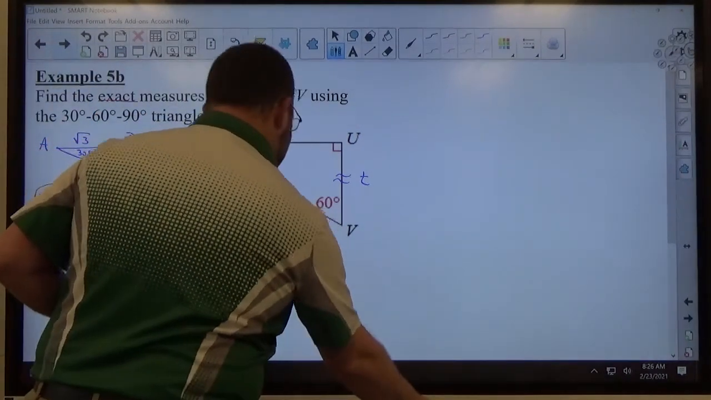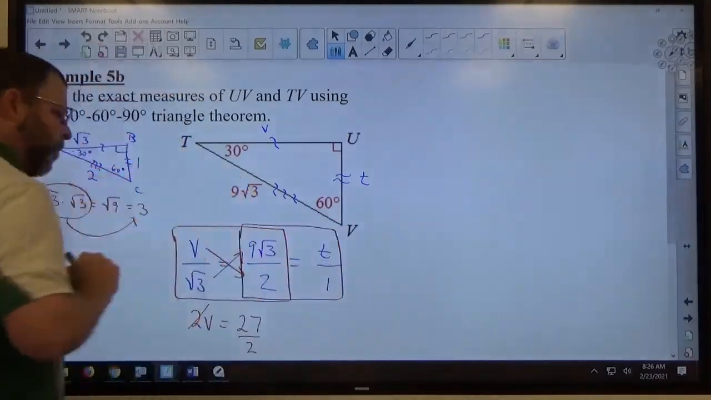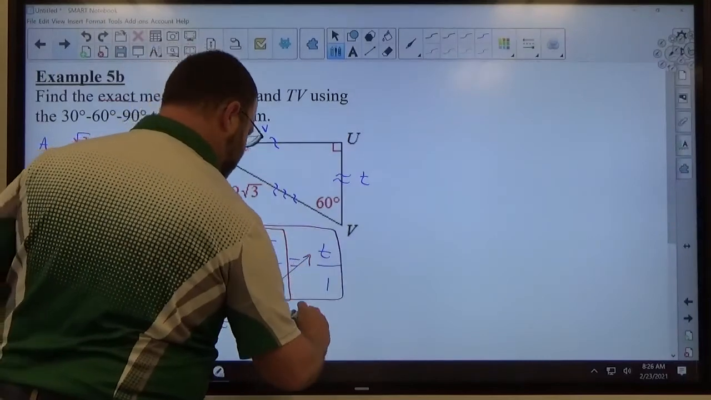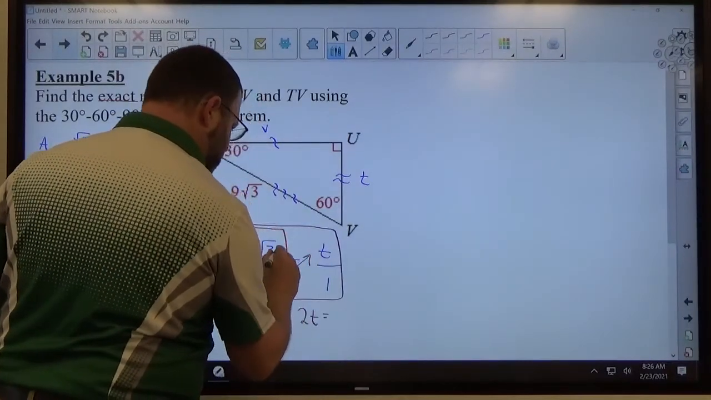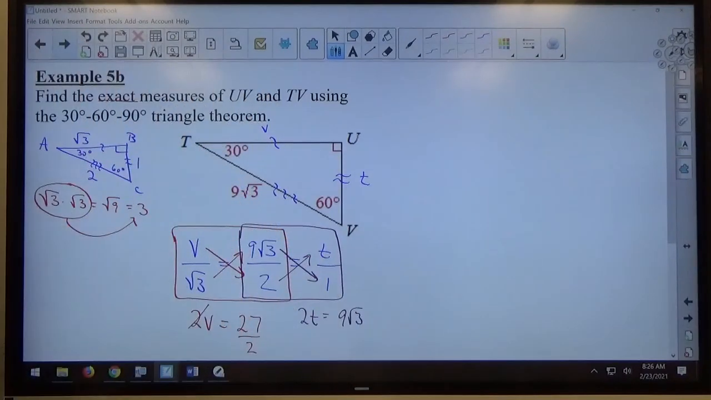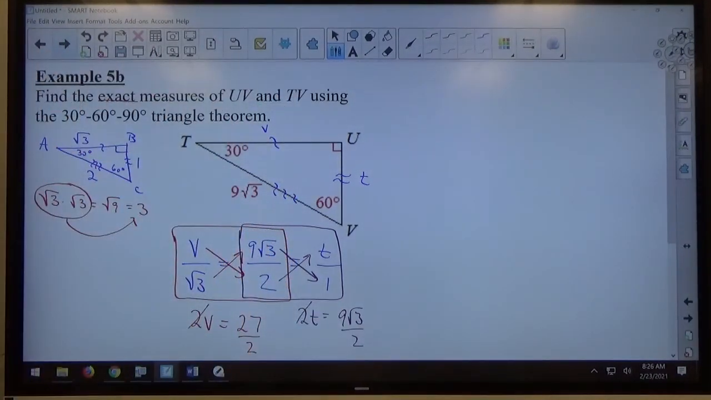The other thing I need to find is t, which is UV. This proportion here will get that done for me. If I cross multiply, I get 2 times t equals 9 square root of 3 times 1. So 2t equals 9 times the square root of 3. Divide both sides by 2. And once again, I'm going to leave that just as it is, 9 square root of 3 over 2. Perfectly fine answer on these problems.